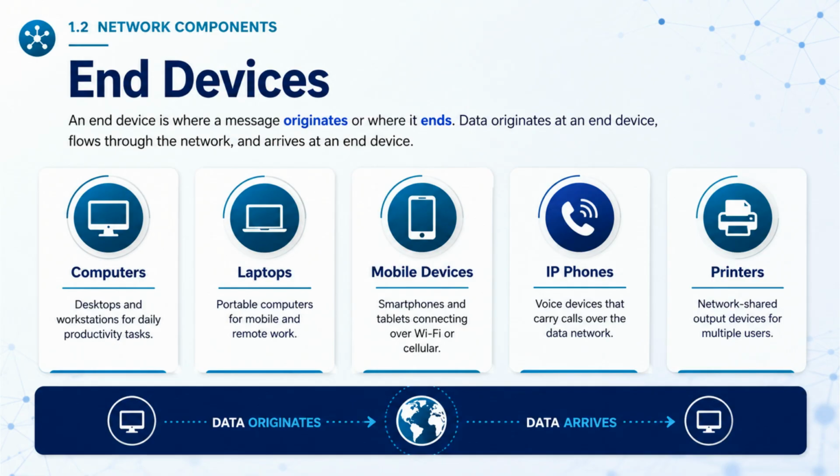End devices are where a message starts or ends. The network exists to move data between them. Go around the icon row. Computers, laptops, mobile devices, IP phones, printers. Ask students to name an end device in the room right now. This is an easy one, but it sets vocabulary we will build on immediately in the next slide.